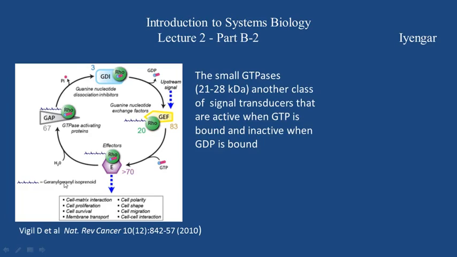The small GTPases are another class of signal transducers, which also allow signals to flow from receptor to effectors. Signals flow when the signal transducers are activated when GTP is bound and inactivated when GDP is bound. In this little schematic, I show you a typical GTPase cycle for the small G protein Rho, which is involved in cytoskeletal regulation.